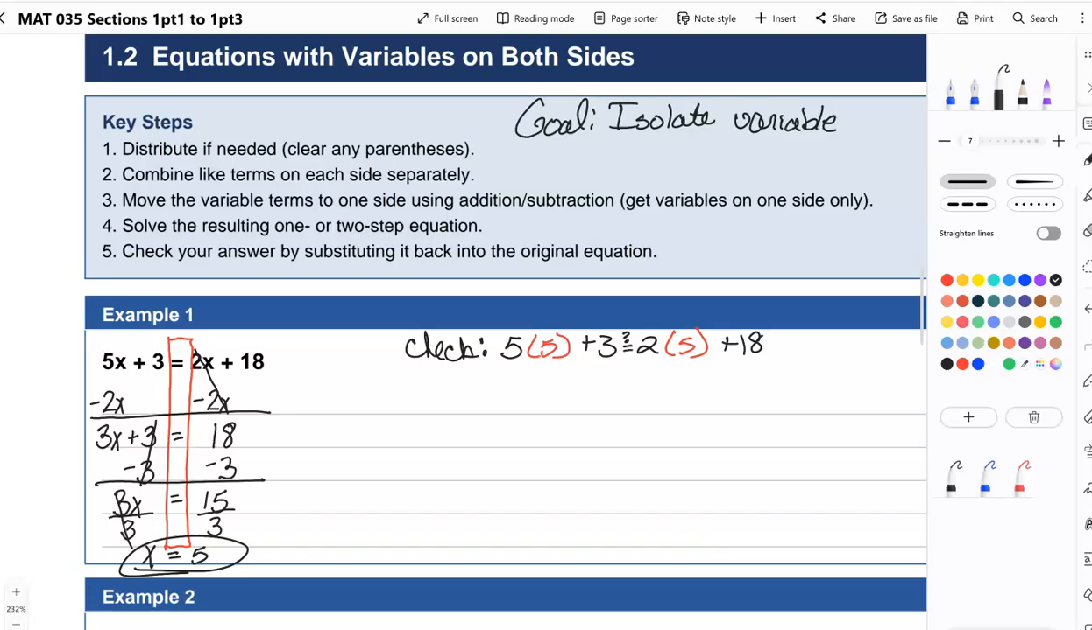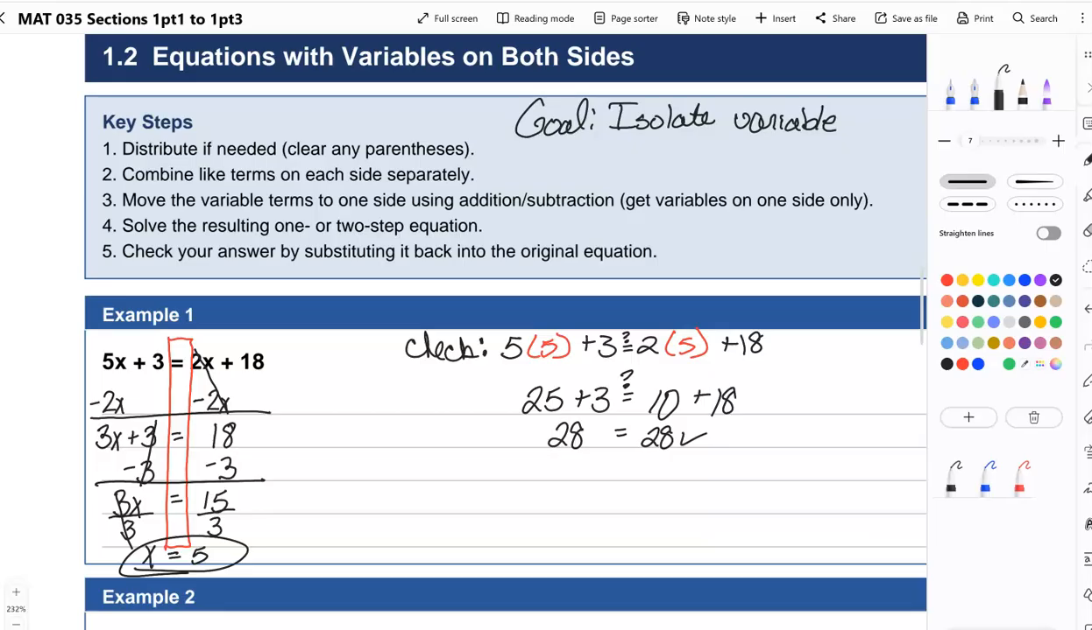So I'm going to work with that left-hand side. 5 times 5 is 25. 25 plus 3 is equal to 28. On the right-hand side, we did multiplication first. We have 10. 5 times 2 is 10. Plus 18. 10 plus 18 is 28. So you see it does check out. So you can always check your answers for any of these.